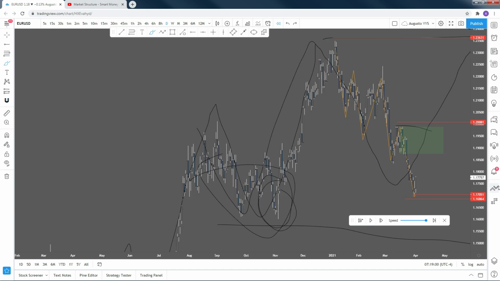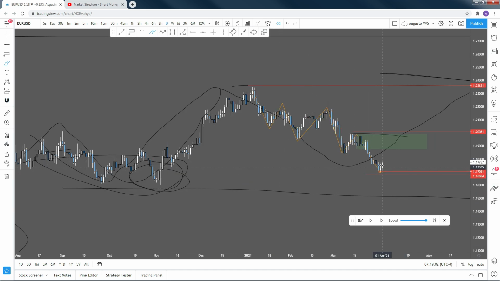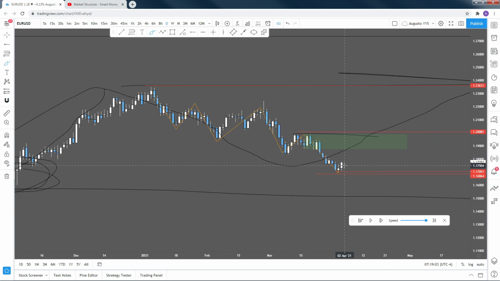But if you don't know all this previous story and you simply start from the 5-minute chart, you're going to get lost very quickly.